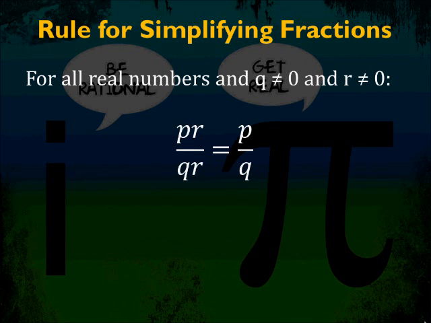To simplify fractions, pr over qr equals p over q. This is basically taking a common factor in both pr and qr, such that r is the common factor, those divide out, so you're left with p over q. So if you have something like 6 over 8, that's the same as 3 times 2 over 4 times 2. The 2's can cancel each other out, so you're left with 3 over 4. This is basically just simplifying fractions, from something like 6/8 to 3/4.